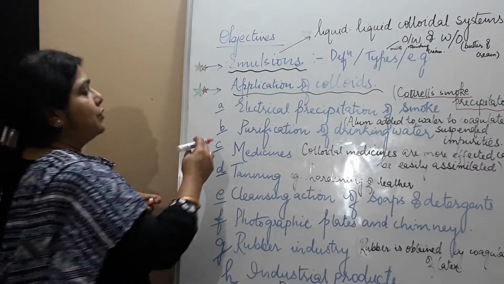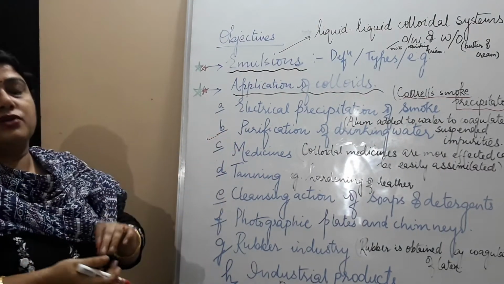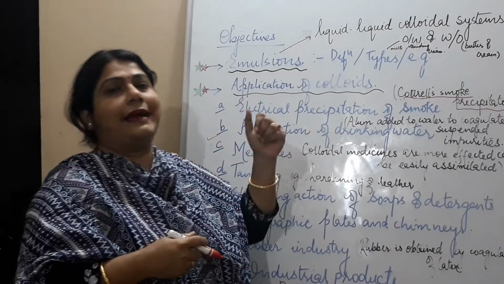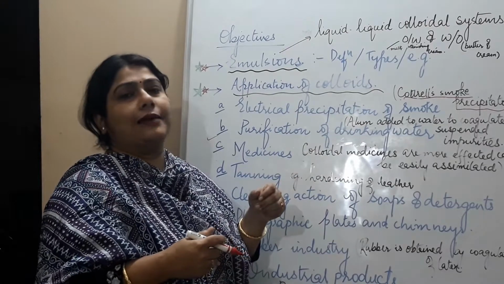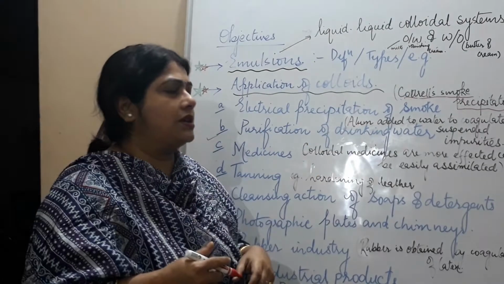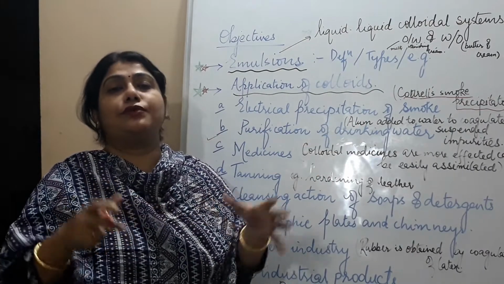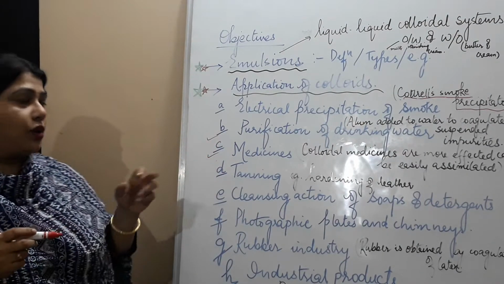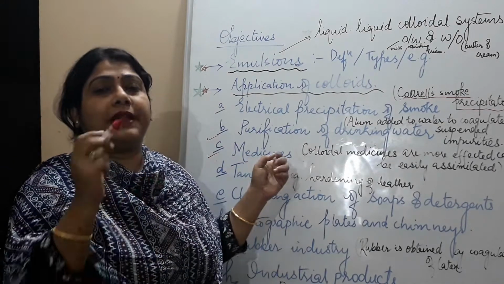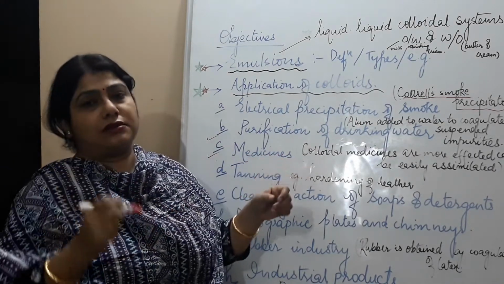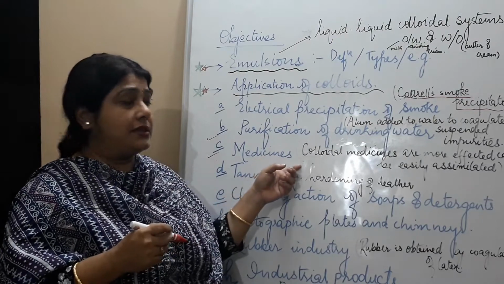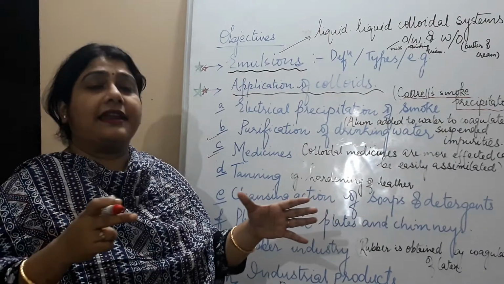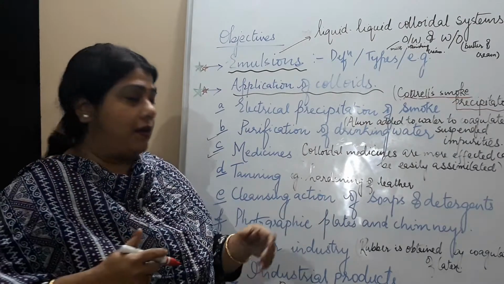The next one is purification of drinking water. How are we going to purify drinking water? A very simple example is by adding alum. What does alum do? When added to water, alum coagulates the impurities present in water. The next one is medicines. Yes, colloids have a very important role to play in medicines. Different kinds of intramuscular injections are made of colloids, and colloidal medicines have a large surface area and hence are very easily assimilated by our body.